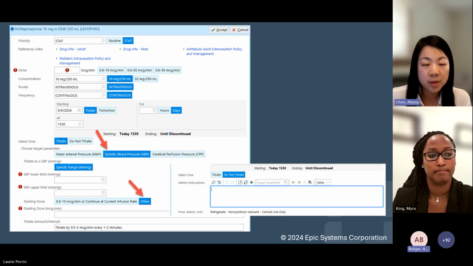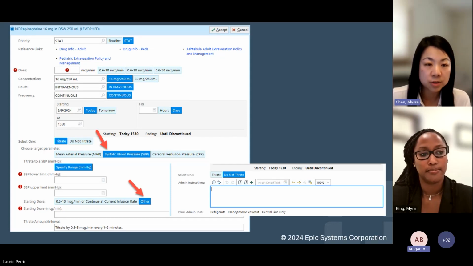And then the last screenshot on the right of this slide is if the provider clicks on do not titrate, you can see the cascaded order questions no longer appear. And that's how they can click between do not titrate and titrate, making it easier for them to modify these kinds of orders within the same screen. If you can move to the next slide.